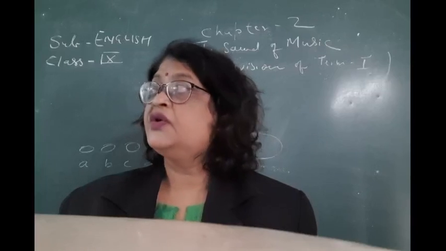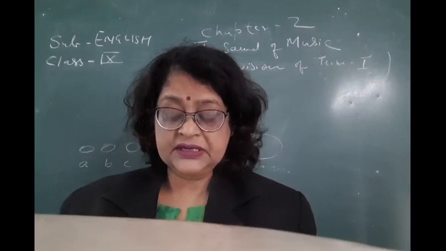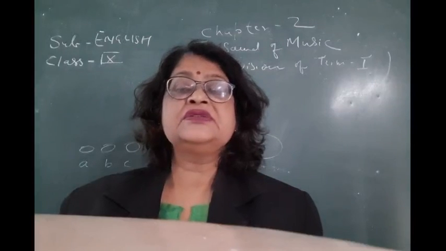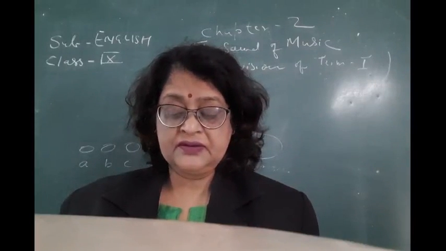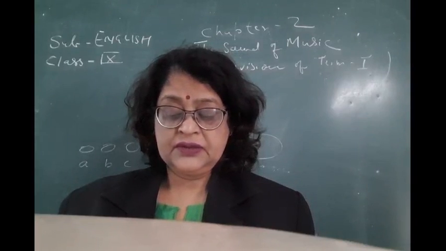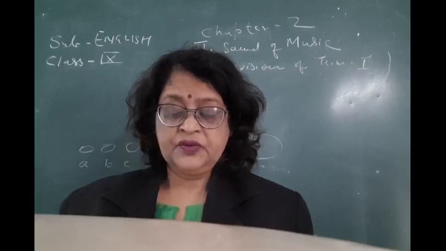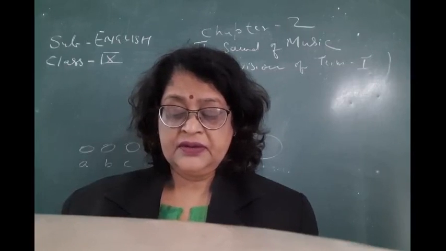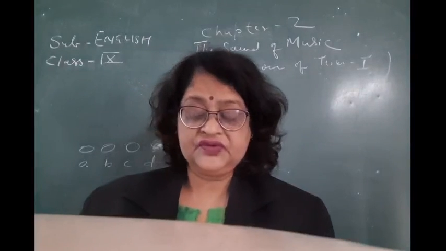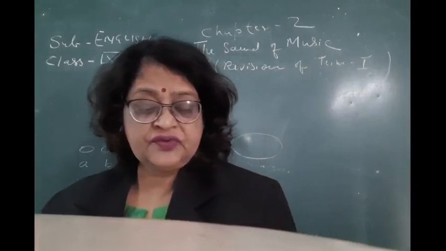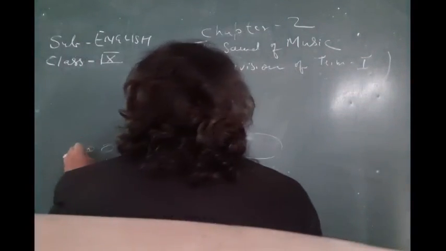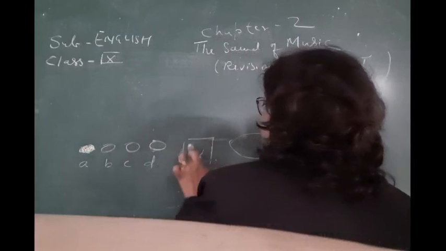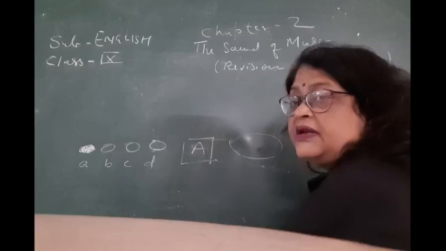Then C is only 1 is correct. D is none of these. So children, it is 1 that is correct: only to teach Evelyn to listen from her mind and other body parts. So this is the correct answer. Here you have to circle C and here you have to write capital C.